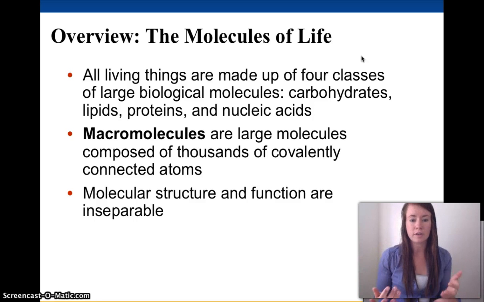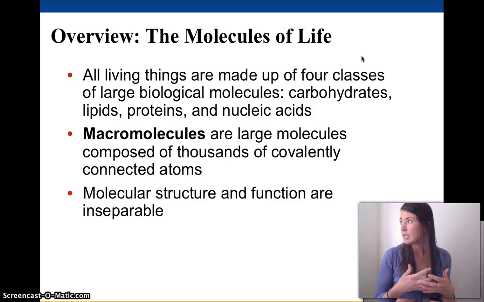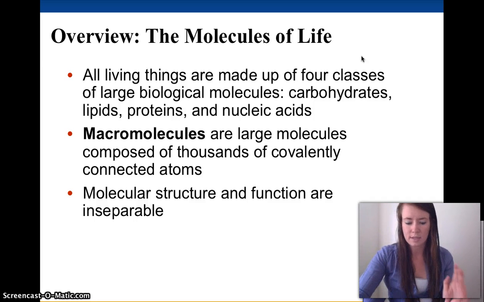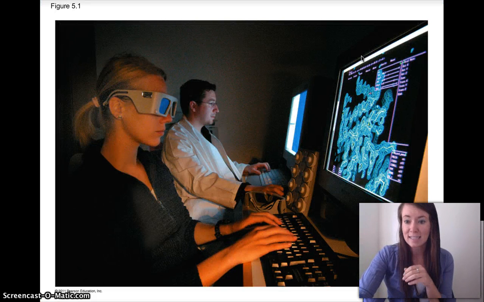And molecular structure and function are inseparable. So basically what that means is the structure of these molecules dictates their function. So they are able to do their job so well because of the way that they're set up, and we'll learn more about that. So here are some scientists studying macromolecules.